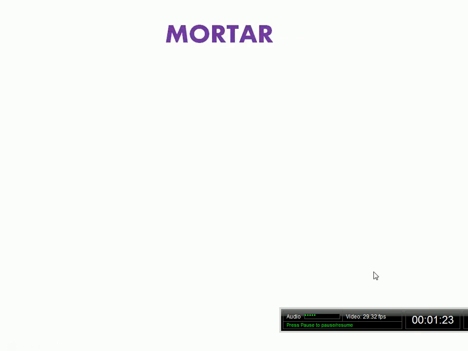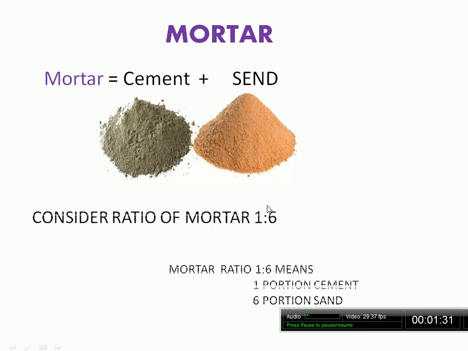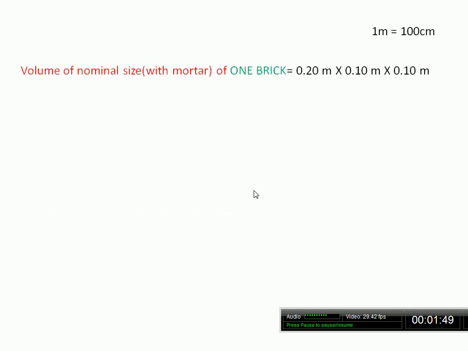Now what do you mean by mortar? Mortar means the mixture of cement and sand. We consider the ratio of mortar 1:6. That means 1 means 1 portion of cement and 6 means 6 portions of sand. That means the total portion of ratio 1:6 is equal to 7.